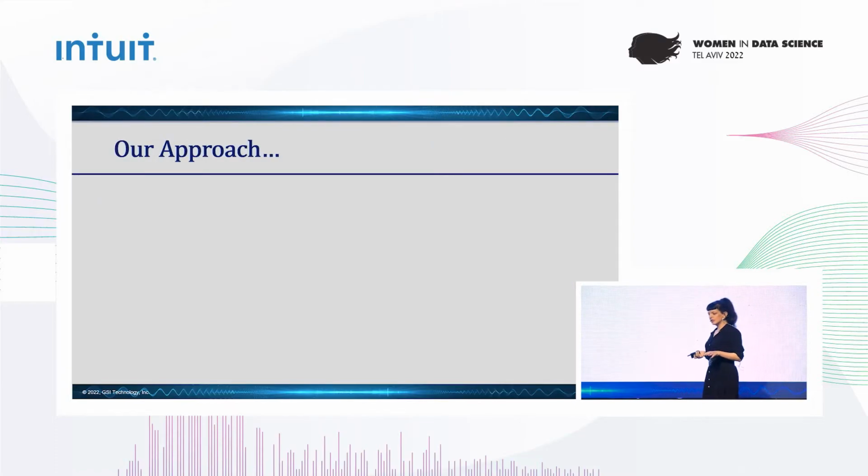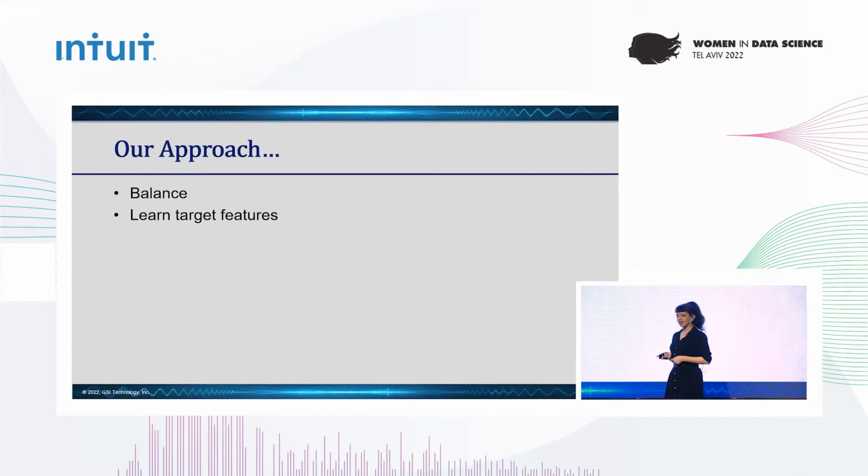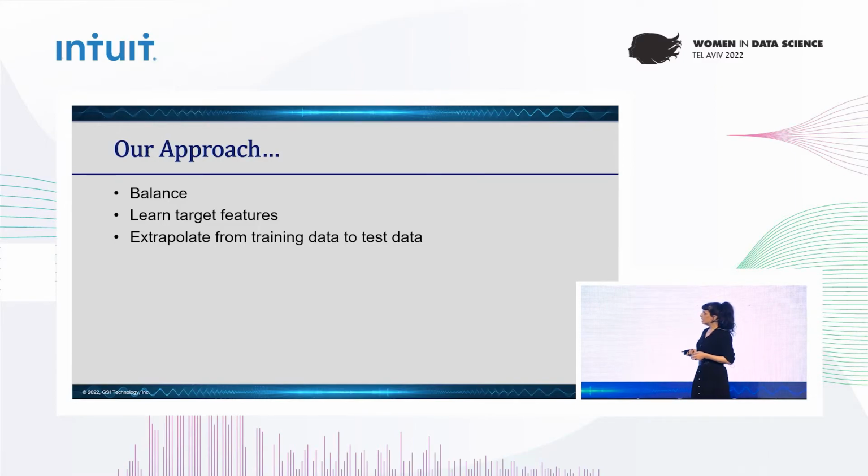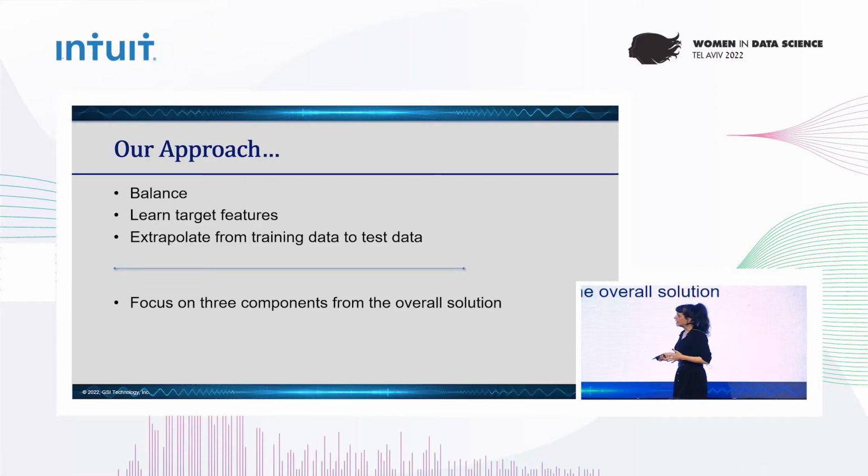So it was obvious a solution would have to tackle these challenges, to balance the data, to avoid learning features of the background rather than of the target itself, and to manage to extrapolate well from the training data onto the test data. Now, in the following slides, I will focus on three main components of the overall solution.